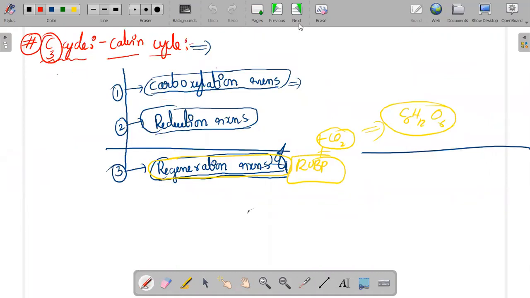Okay, everyone, listen to me carefully. I'm doing the revision again. The Calvin cycle is done in three steps. The first step is called the carboxylation reaction, the second step is called the reduction reactions, and the third step is called the regeneration reaction. Three steps are there: first, carboxylation; second, reduction reactions; third, the regeneration reaction.